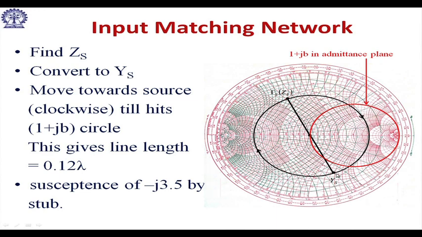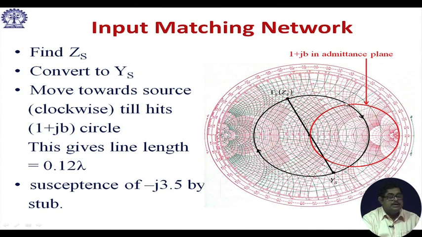So, from here to here, up to this point, I have 0.12 lambda, and then here you find out what the susceptance is. This is the 1 plus jB circle. So, there is some susceptance. Since it is an admittance scale, this upper portion is minus j. So, that is minus j 3.5, that you need to adjust by putting a stub.